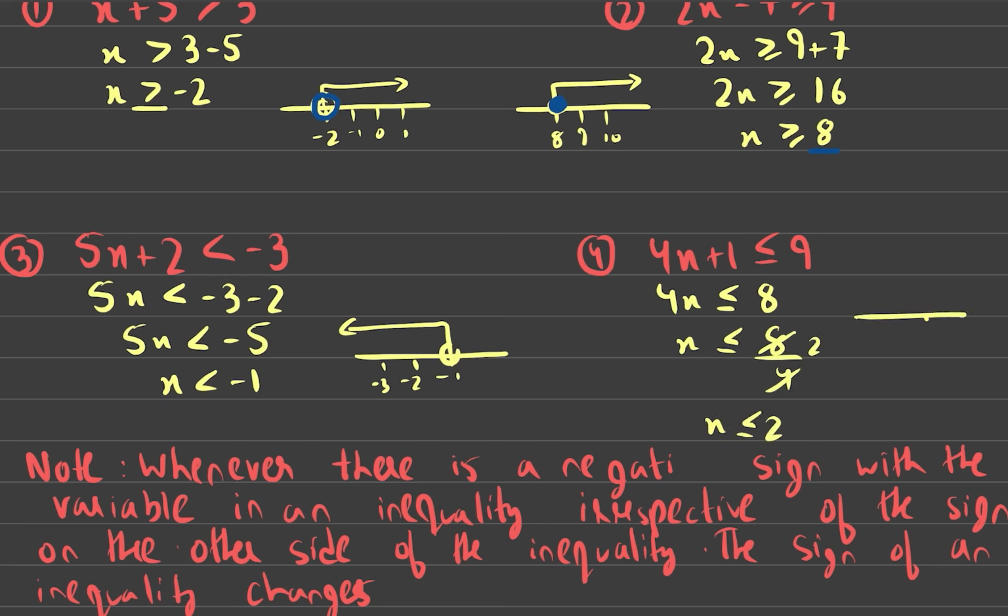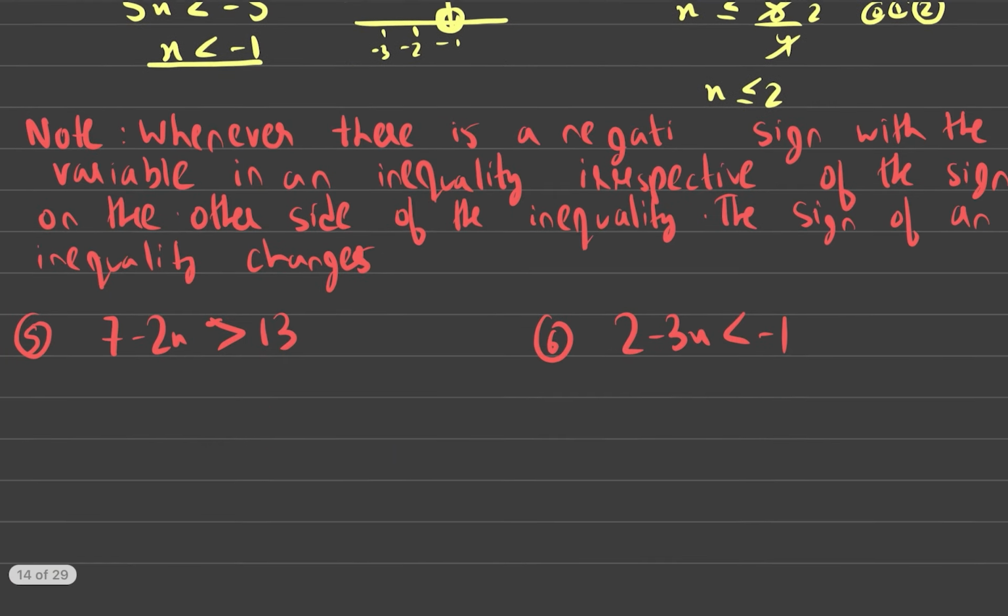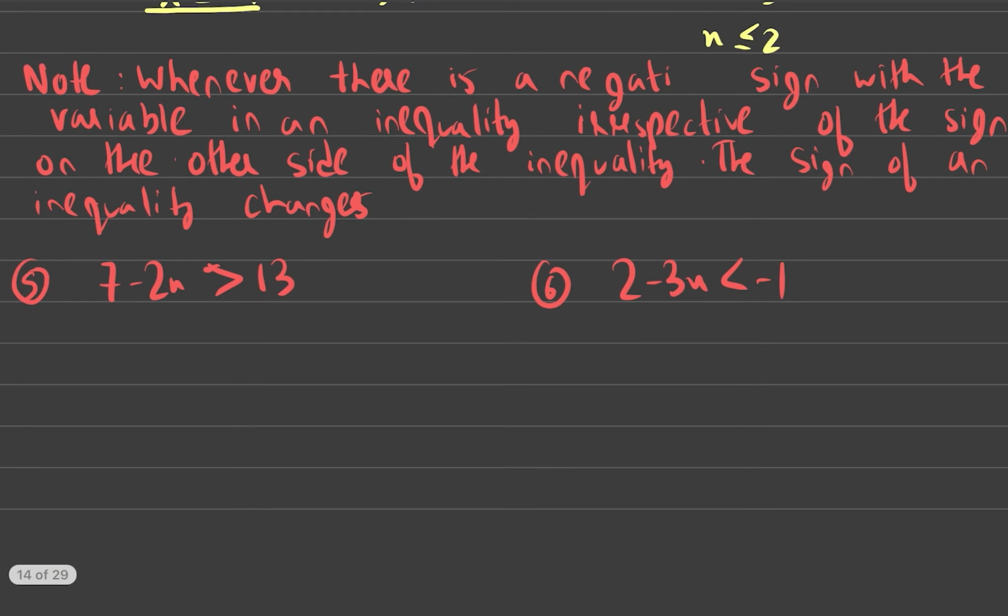Do you get this? Now in this question, this 2 is included. That's why you made a closed circle. Here it was not included, you made an open circle. Less than minus 1 means minus 2, minus 3, minus 4 and it goes on. Less than equal to 2 means 2 is included and it can be 1, 0 and you go backward. You get this? Now, let me teach you this concept.